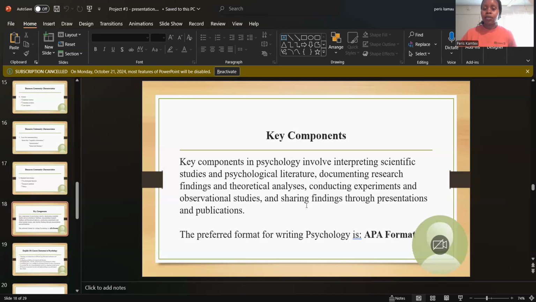Key components in psychology involve interpreting scientific studies and psychological literature, documenting research findings and theoretical analysis, conducting experiments and observational studies, and sharing findings through presentation and publication. The preferred format for writing psychology is APA format.